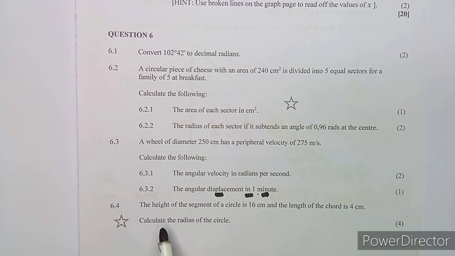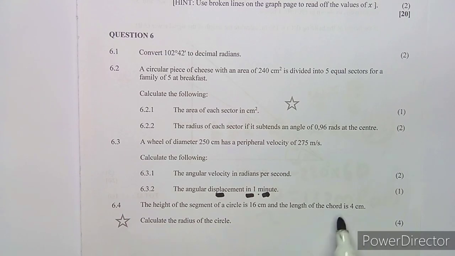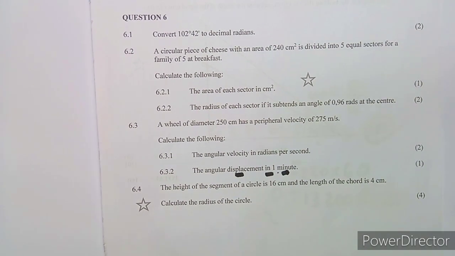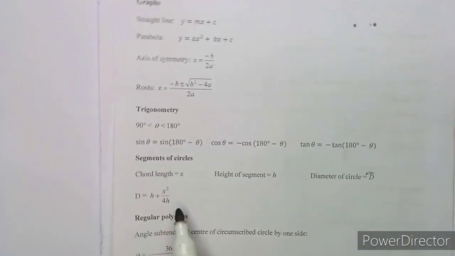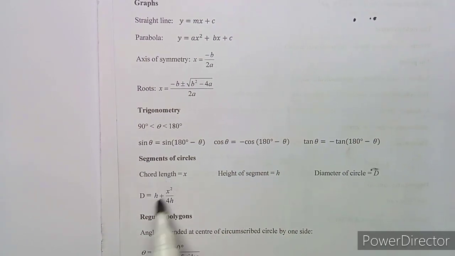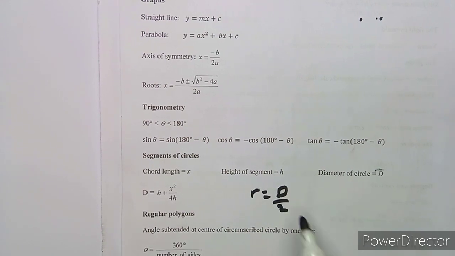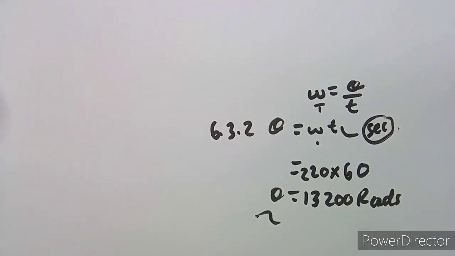Okay, then the height of the segment of a circle is 16 centimeters. The length of the chord is 4 centimeters. Calculate the radius of the circle. Okay, and we know that from our formula here we do not have the radius of a circle. We are given the diameter, where h is the height of the segment, x is the chord, and d is the diameter. So to find the radius is going to be diameter over 2. So you have to calculate the diameter, then we just divide by 2.